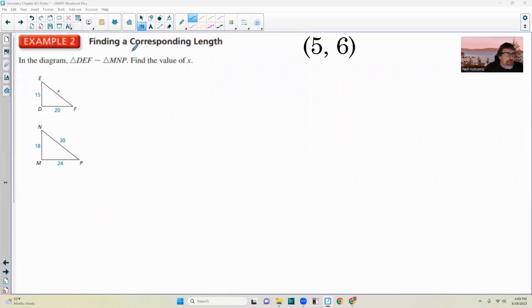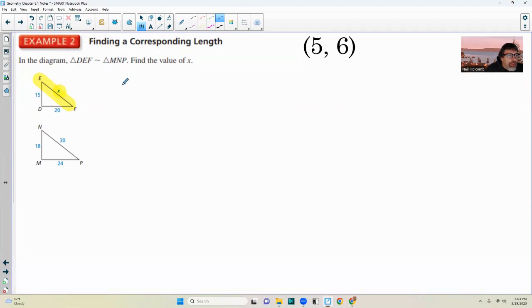Okay, here's example 2. It says find a corresponding length in the diagram. Triangle DEF is similar to triangle MNP. So this triangle is similar to this one. MNP is bigger. It says find the value of X. Okay, so first of all, you want to highlight or identify what you're trying to find. And it's side EF.